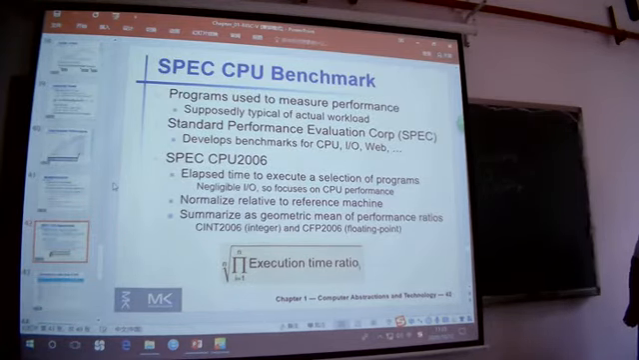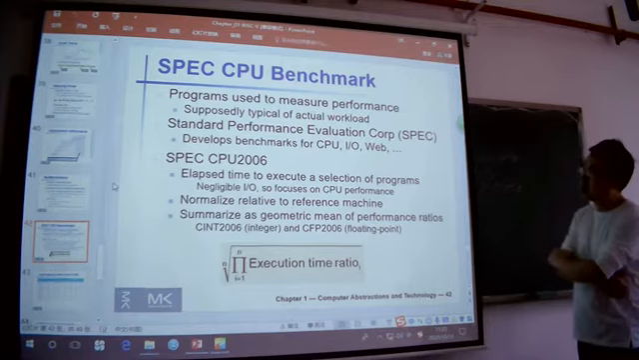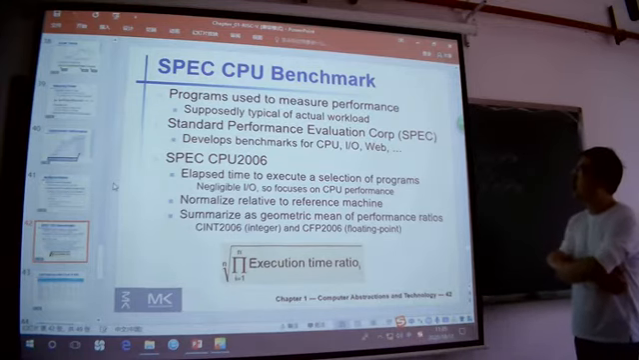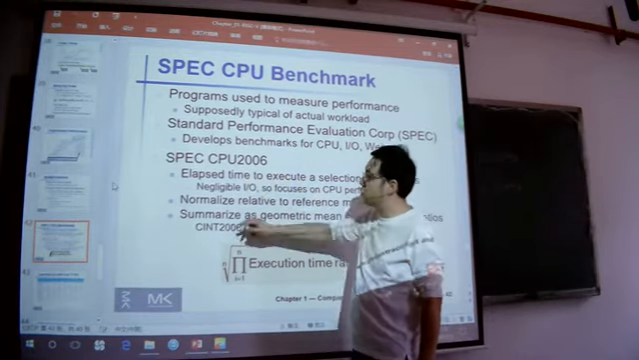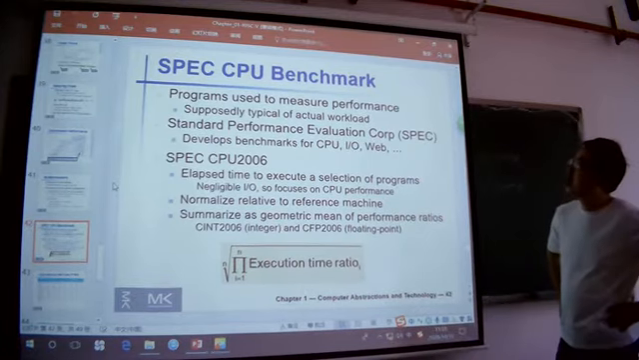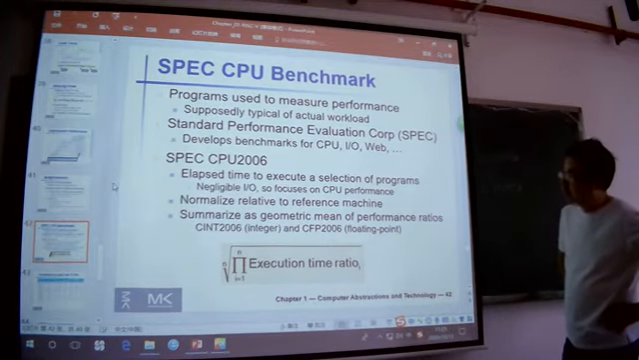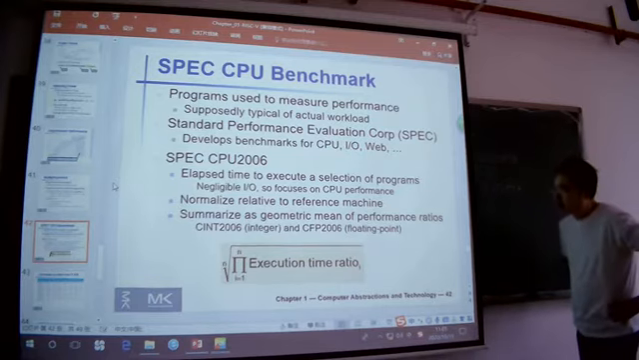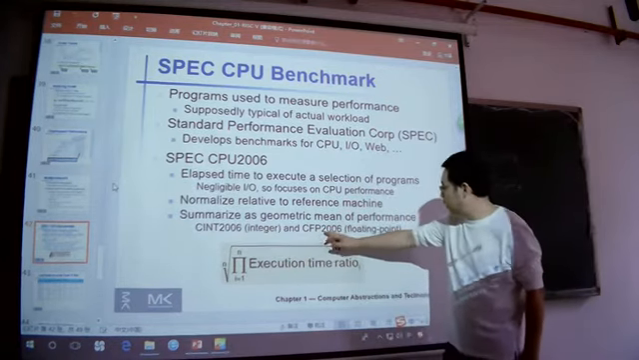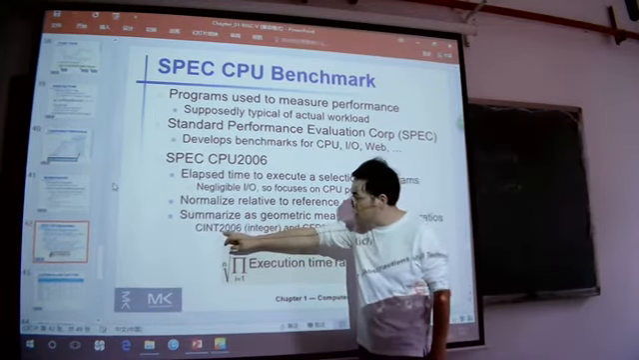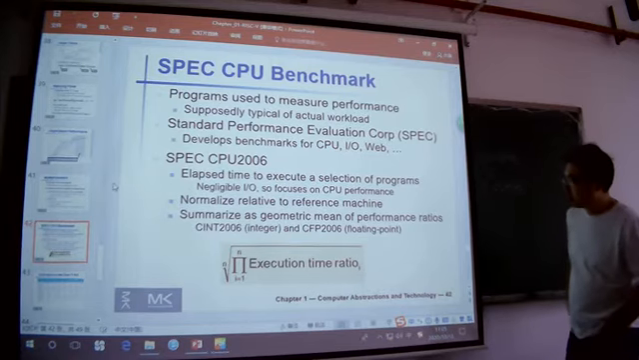Okay, the benchmark is the data set. We can find programs used to measure performance and the standard performance evaluation curve. You can find SPEC CPU 2006 is the symbol of the benchmark. SPEC is the benchmark symbol. It is summarized as the geometric mean of performance ratios. CINT 2006 is for integer. CFP 2006 is for floating point.